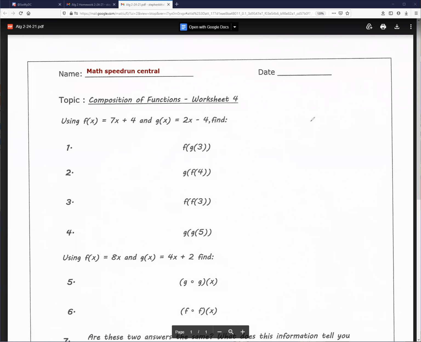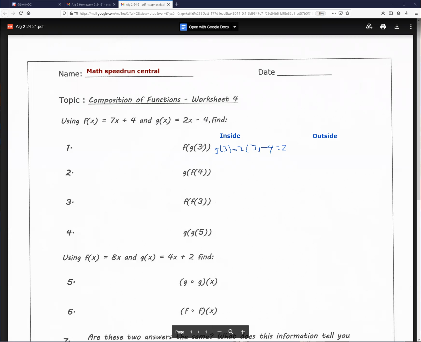So we're gonna take a look at this and we're gonna say, okay, let's do this systematically. We're gonna talk about inside function, and then we're gonna talk about outside function. So the inside function is g of 3, which is 2 times 3 minus 4. 2 times 3 is 6 minus 4 is 2.